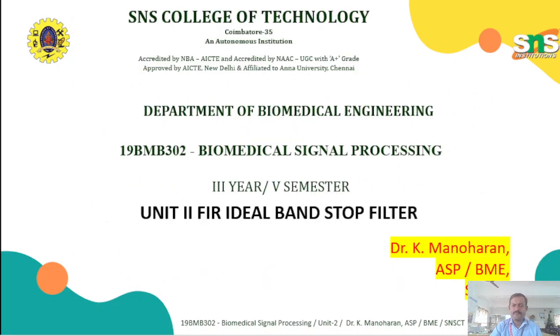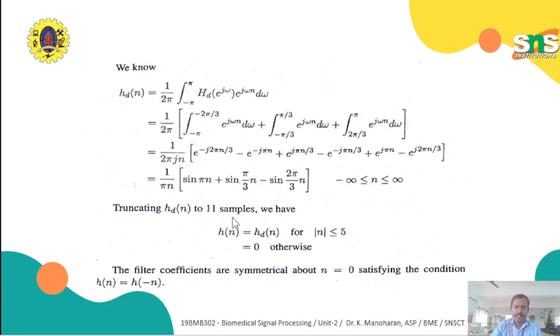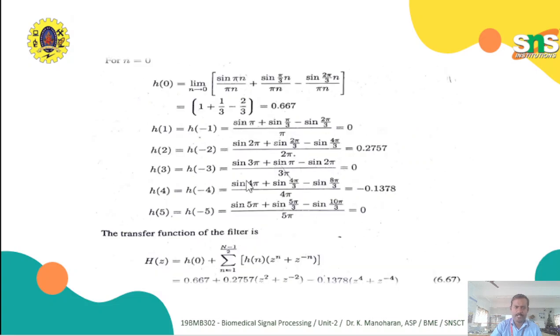So today in class we are going to discuss the FIR ideal band stop filter with the frequency response. In the previous class we discussed and integrated, and then we found h_d of n. So this is the plot, and then we found this h_d of n also. Now we are going to find the individual values.